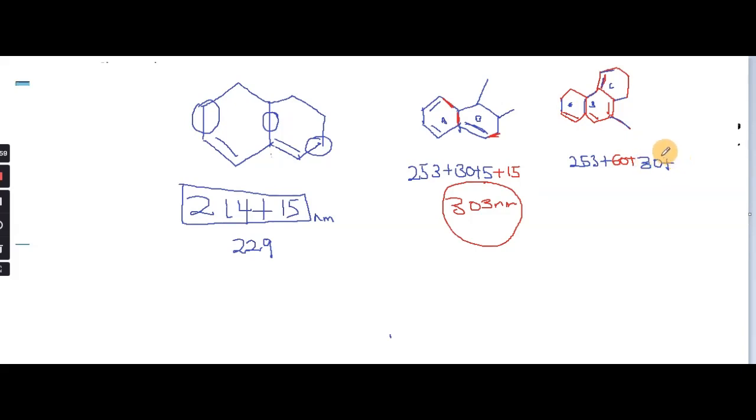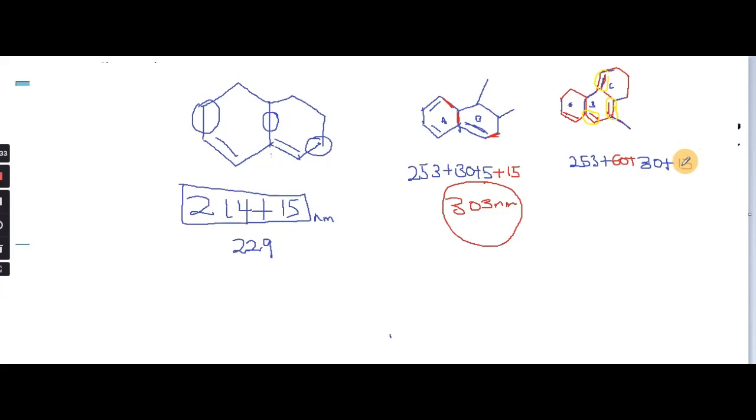The next one, we are going to look at the exocyclic bonds present. Now this one, this double bond is exocyclic to ring A. So we have one exocyclic with R5. This double bond is exocyclic to ring C. Then this double bond is exocyclic also to ring B. So we have 3 exocyclic double bonds. That will add up 15 nanometers. That's going to be plus 15.